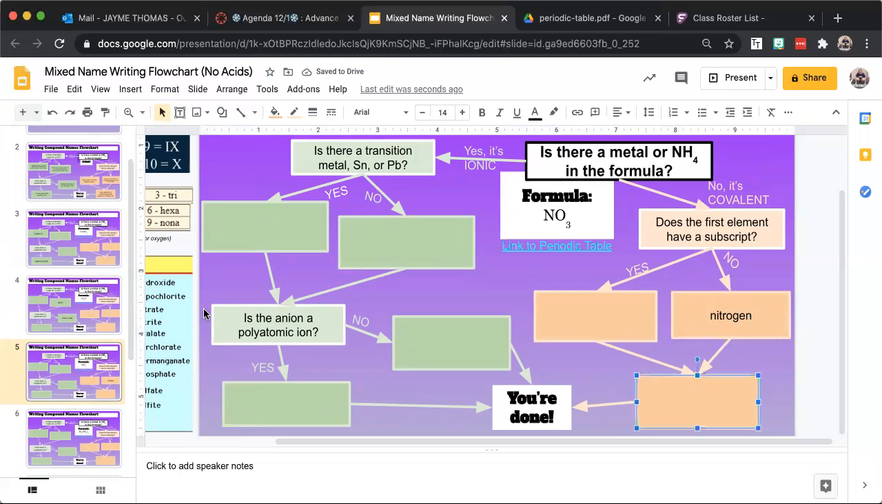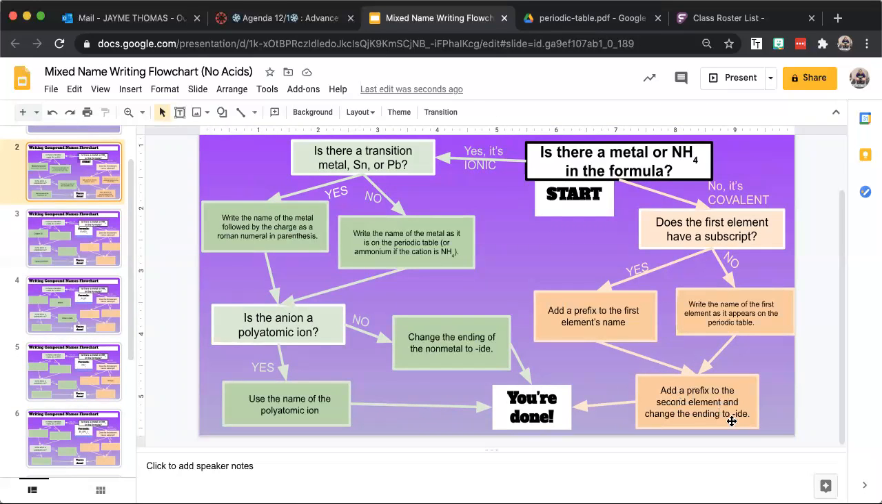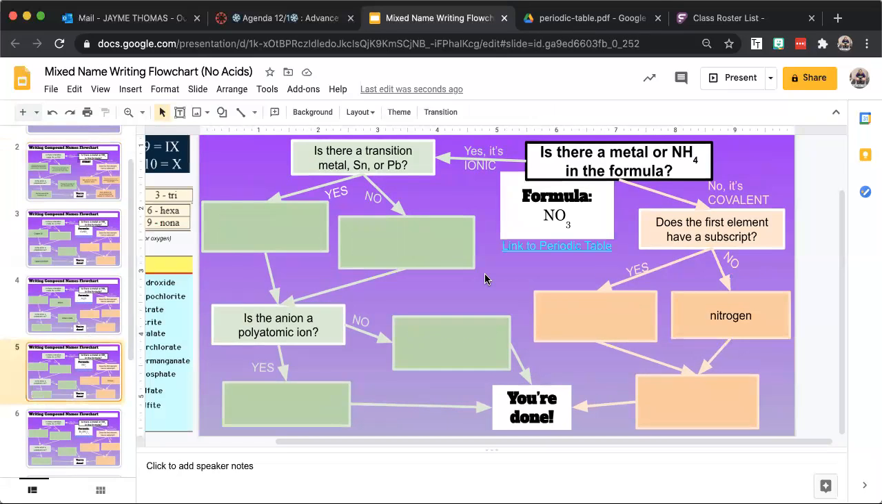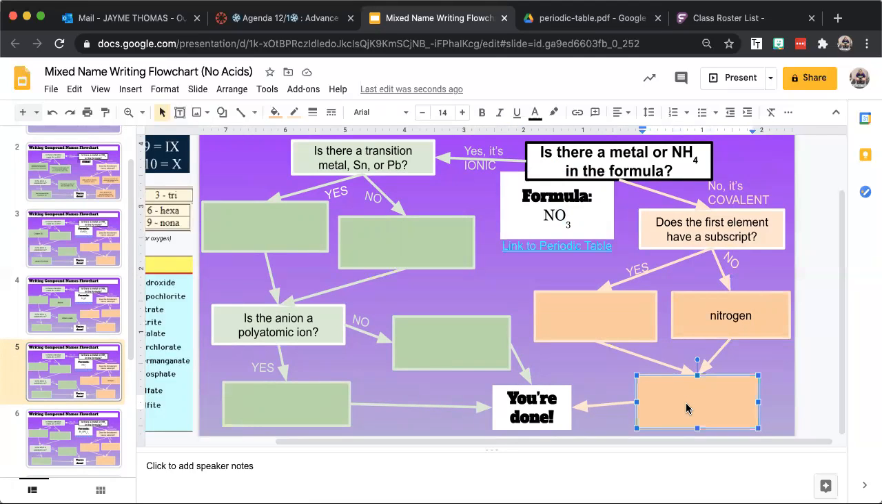And then after that, the second one's always the same, so there's not really a question. I just need to follow the directions for the second one, meaning I need to add a prefix to the second element name and then change the ending to IDE. So I need to look at my second element. The second element here is O, which we just had on the last one. So O is oxygen, but we do need to change the ending to IDE and make it oxide. But then we are going to have to add a prefix.